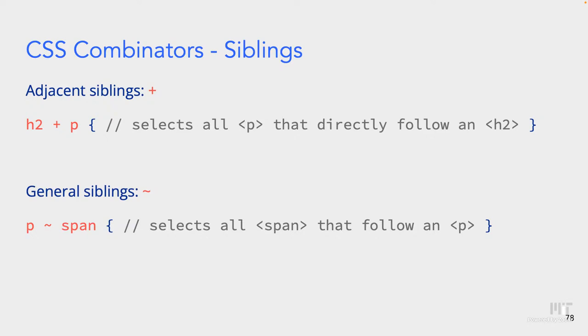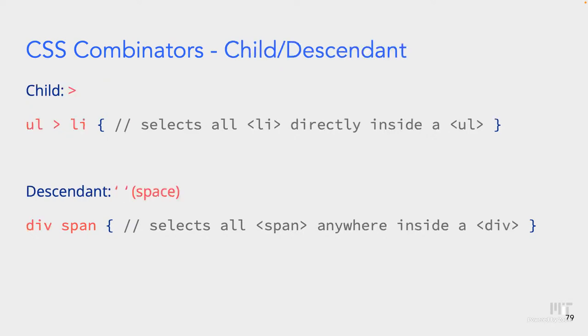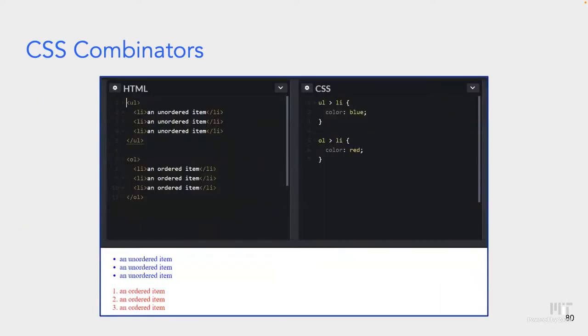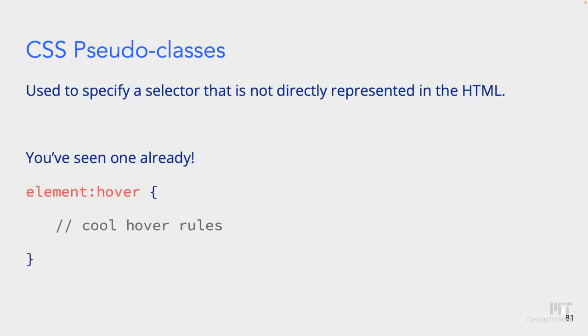You can do general sibling relationships with the tilde. I'm going to skip through these. These are not very commonly used, and also we don't have too much time. Okay, this is more useful stuff.